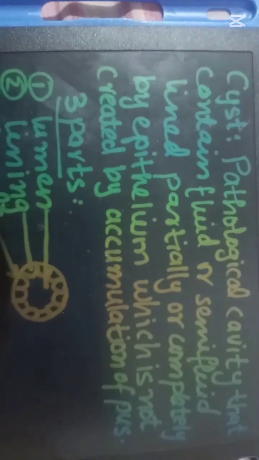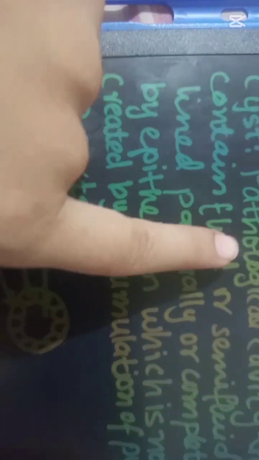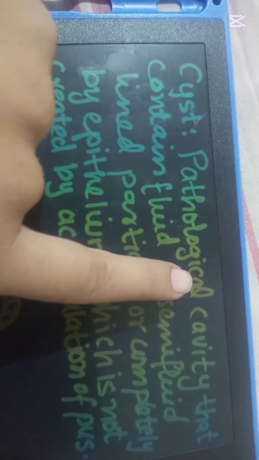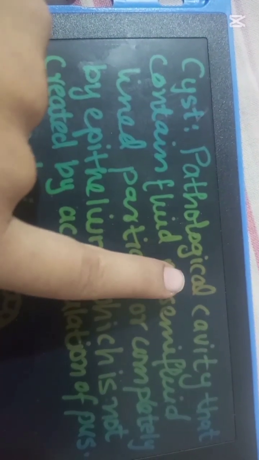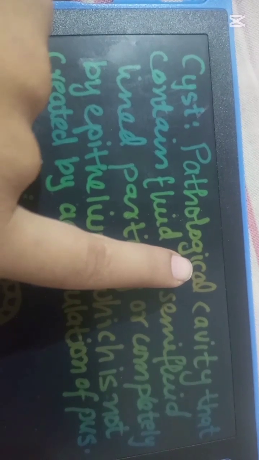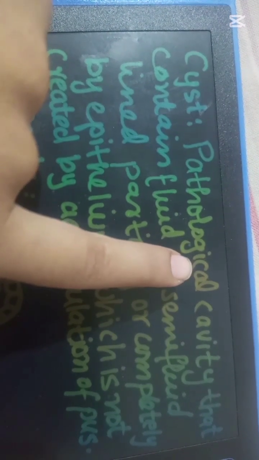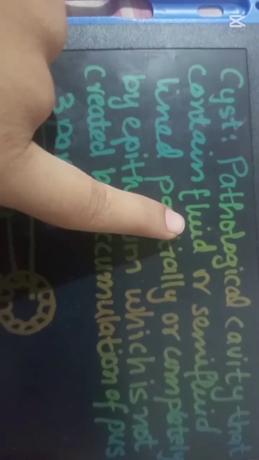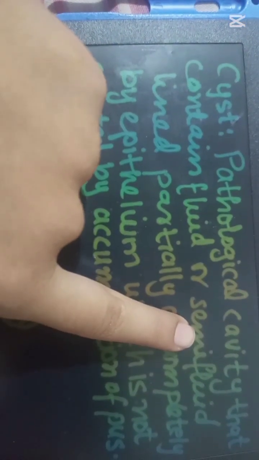Bismillahirrahmanirrahim. Basically, it is a pathological cavity. We have a lot of cavities in our body, like the peritoneal cavity, and the lungs are covered by the pleural cavity. They are anatomical cavities, but this is a pathological cavity, so you shouldn't confuse it with the anatomical cavities. It contains fluid, or might be semi-fluid.